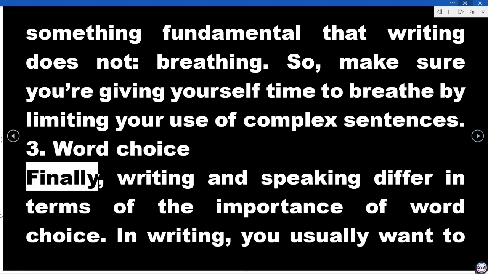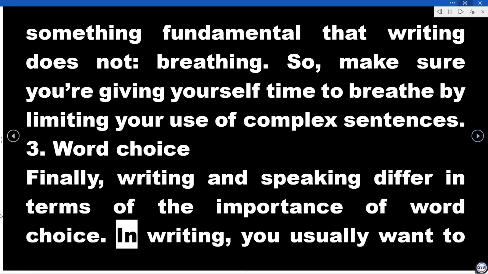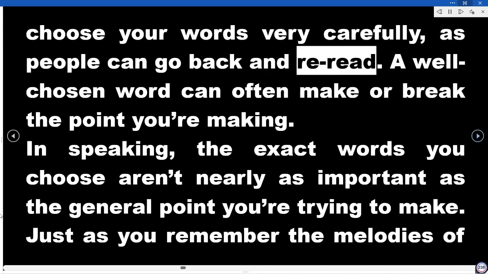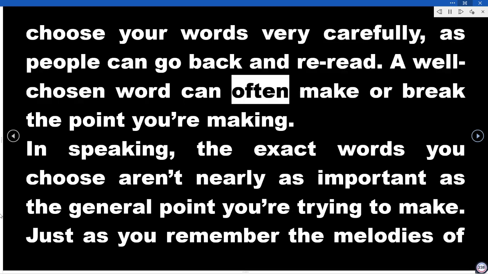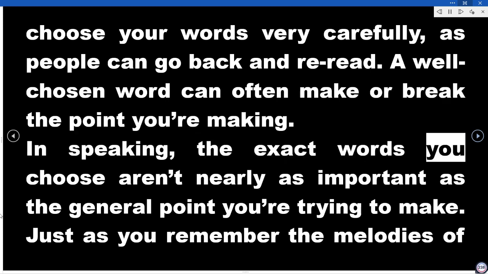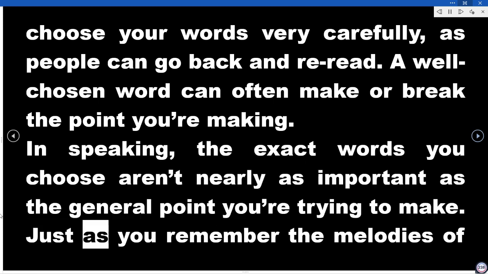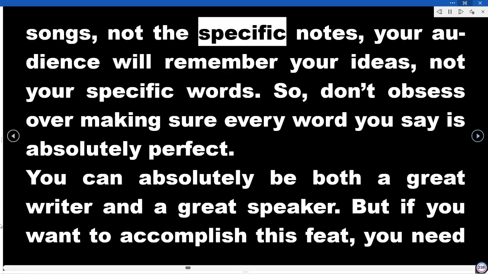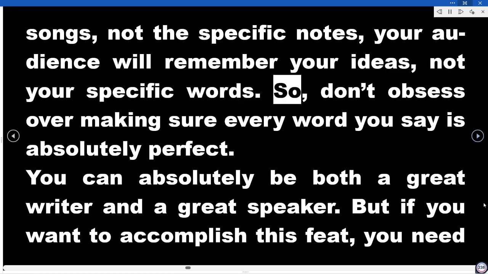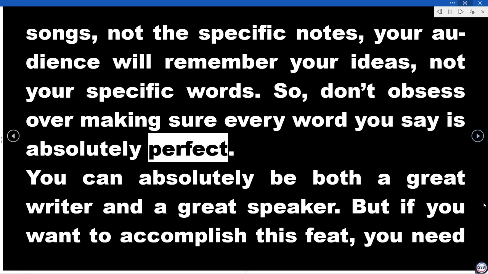3. Word choice. Finally, writing and speaking differ in terms of the importance of word choice. In writing, you usually want to choose your words very carefully, as people can go back and reread. A well-chosen word can often make or break the point you're making. In speaking, the exact words you choose aren't nearly as important as the general point you're trying to make. Just as you remember the melodies of songs, not the specific notes, your audience will remember your ideas, not your specific words. So, don't obsess over making sure every word you say is absolutely perfect.